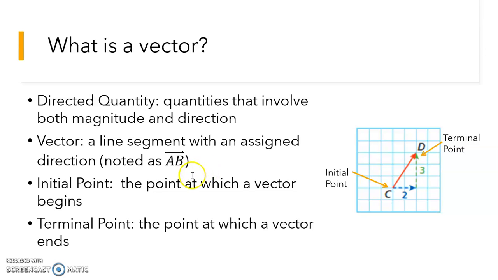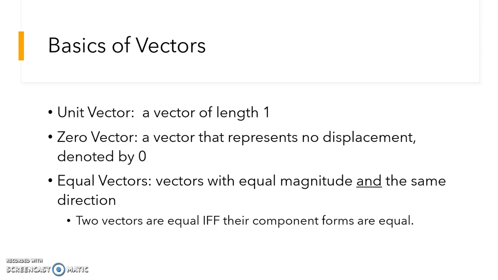So there are a few other basic things to know about vectors. A unit vector is a vector of length 1. So that means if a vector is 1 unit long, then we would call it a unit vector. And we have several unit vectors that we use to describe other vectors. The 0 vector basically has a length of 0. It's essentially just a point. So the initial point and the terminal point are going to be exactly the same.